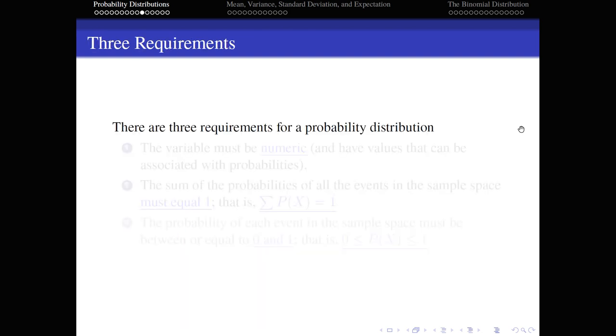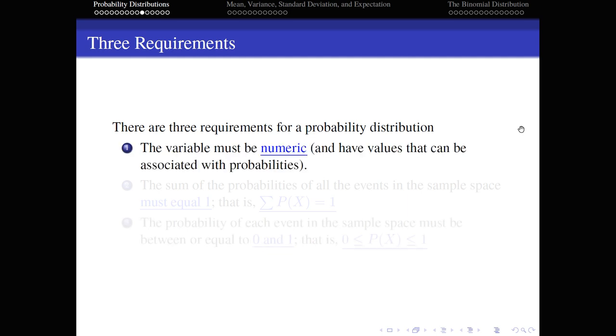Now, when we're identifying requirements for a probability distribution, there are 3 requirements. First, the variable must be numeric. So for a discrete probability distribution, the variable needs to be numeric and have values that can be associated with probabilities. Otherwise, we can't very well have a probability distribution.